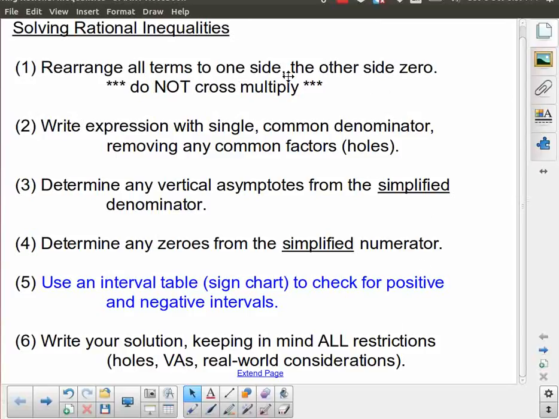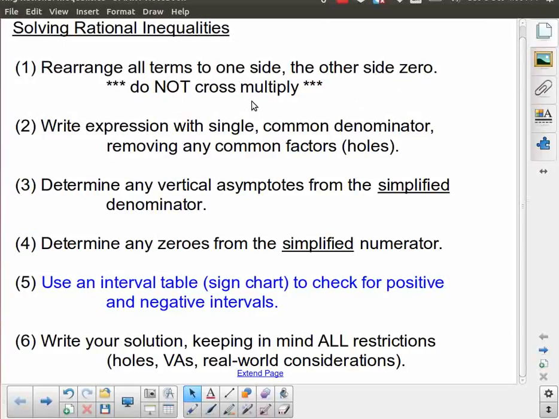Most of these steps are the same steps that we used when we solved rational equations. So in blue, I've made a note of something that's going to be different, and I'm going to emphasize that when we get to it in our example as well. The first thing you want to do is rearrange your equation. Move everything to one side of your equation, set the other side to 0. And we do not cross multiply.